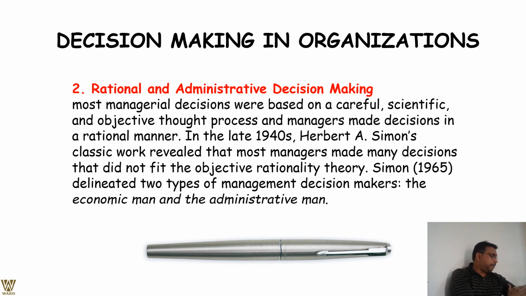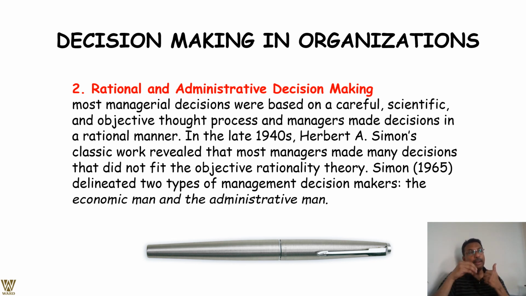Decision making, can it be rational? Can it be administrative? Remember, most administrative and rational decision making are managerial in basis. All managerial decisions are to be carefully curated, scientific and objective thought processes. Here, the manager makes a decision based on logic. In the late 1940s, Herbert A. Simon's classic work revealed that most managers made many decisions that did not fit the organizational rationality theory. Simon in 1965 delineated two types of management decision makers, the economic man and the administrative man.